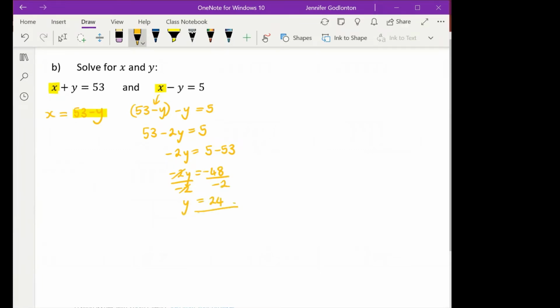Got our first answer. Substitute back into the equation to get x. x is equal to 53 minus y, but we know that y is 24. So x is 53 minus 24. 53 minus 24 is 29. And so we know that y is equal to 24 and x is equal to 29. That is substitution. Okay.